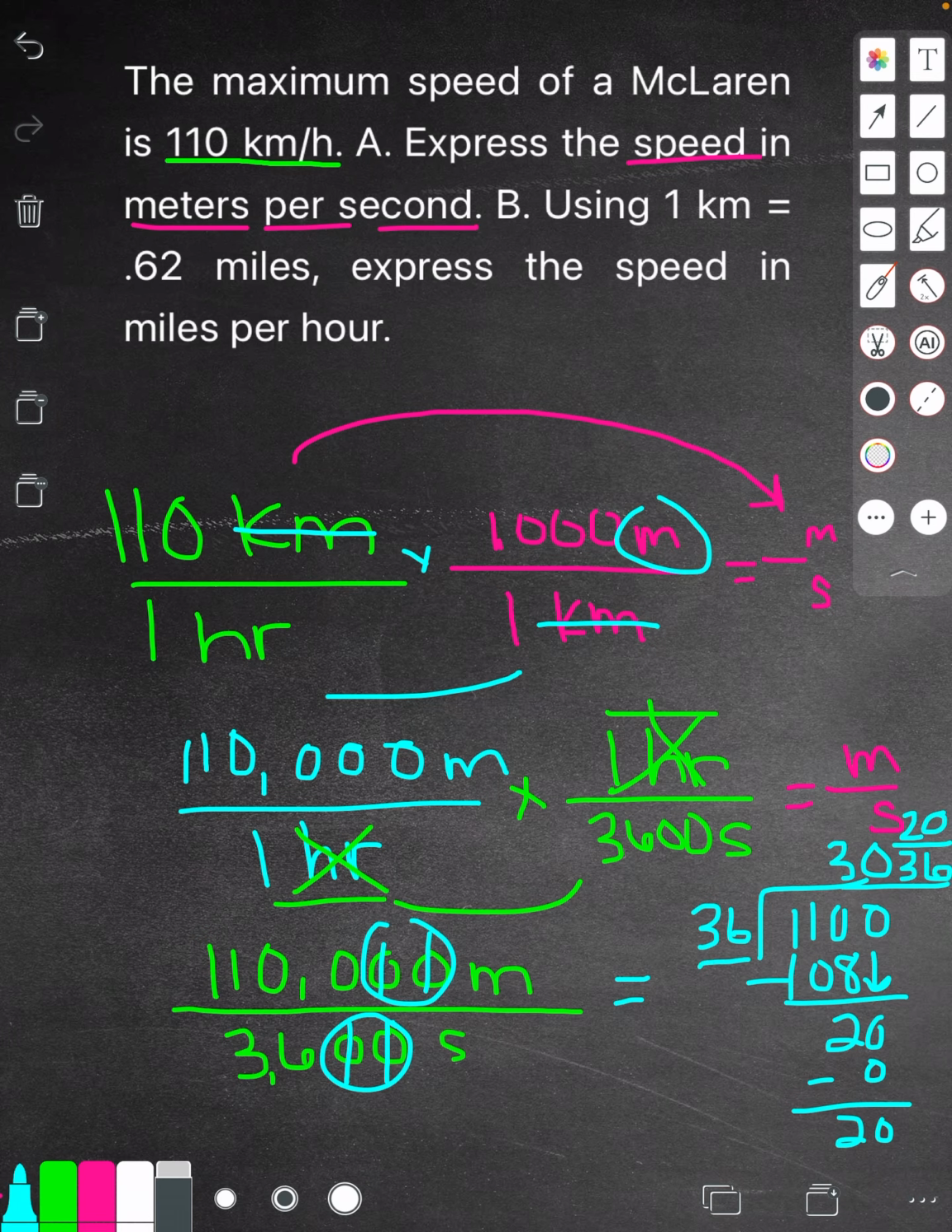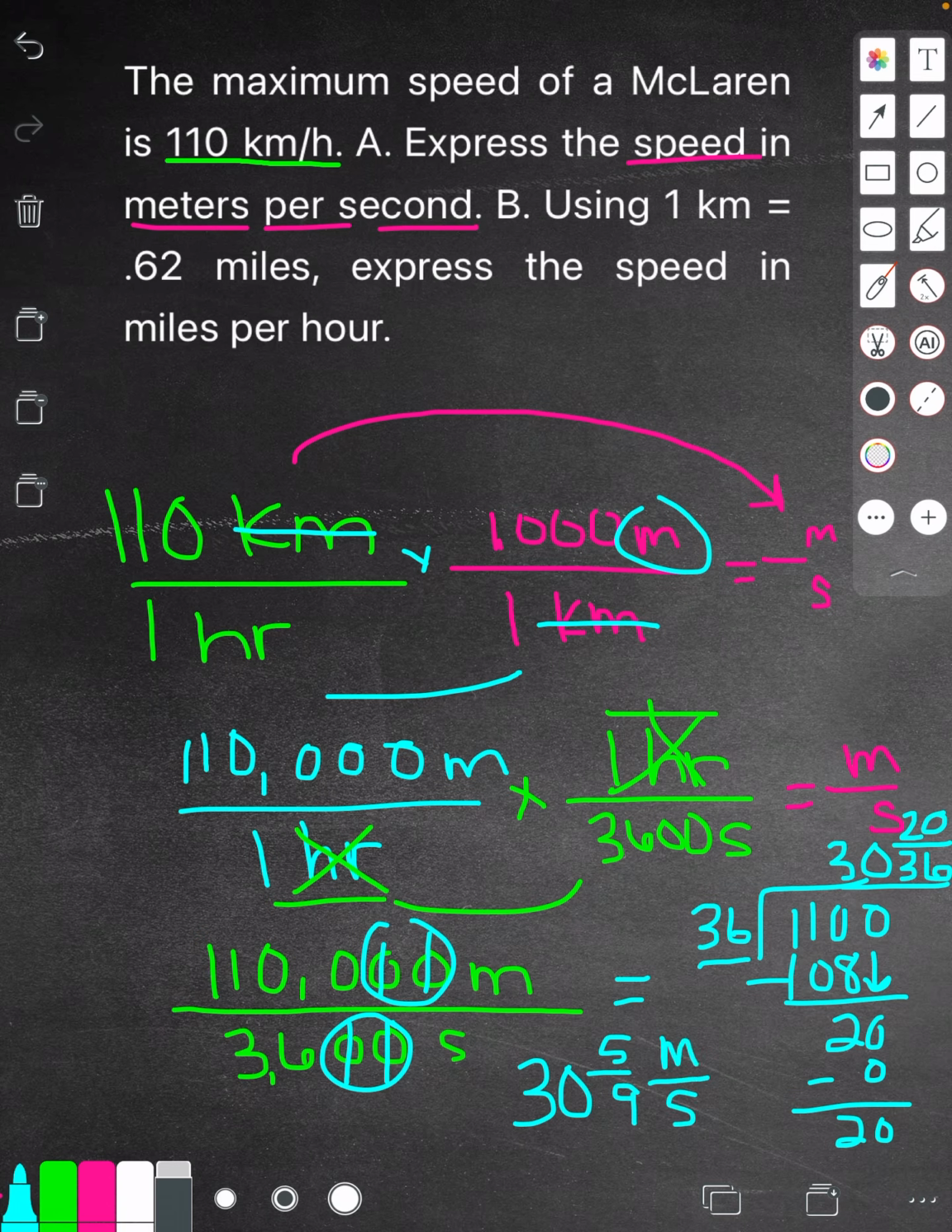20 over 36. And that can reduce down to 5 over 9. So 30 and 5 over 9, because I can divide both of those, the 20 and the 36, by 4. And that is meters per second.